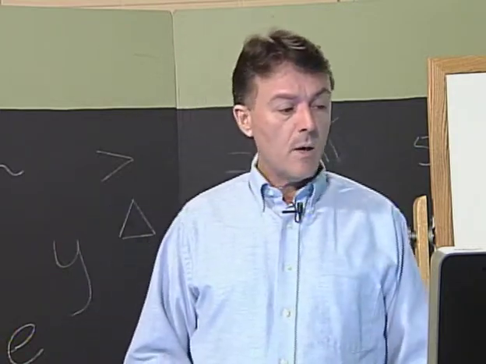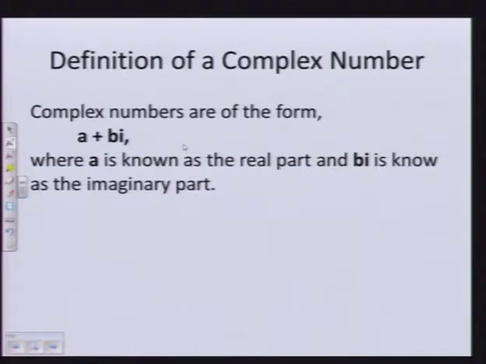All right, next what we want to do is take a look at expanding on the idea of, well, how is this imaginary unit used? Well, this imaginary unit is used in the definition of a complex number. Complex numbers are of the form a plus bi, where a is known as the real part and the bi is known as the imaginary part.